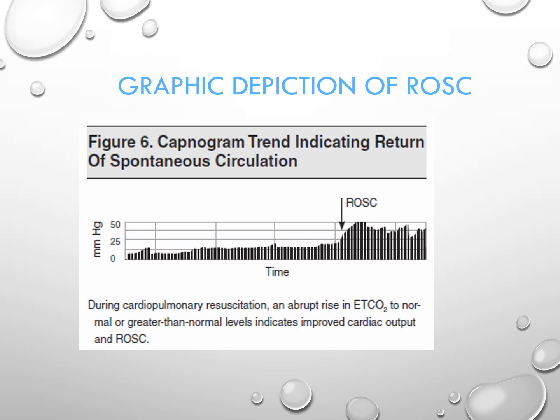And then as you move over to the right, you see a sudden jump from about 15 to 18 all the way up to perhaps 35, something along those lines. And that's typically associated with when a patient would, if you will, resume spontaneous cardiac activity.